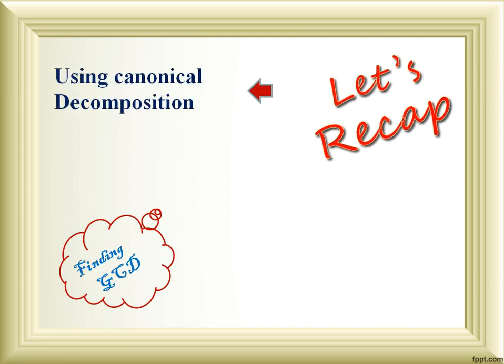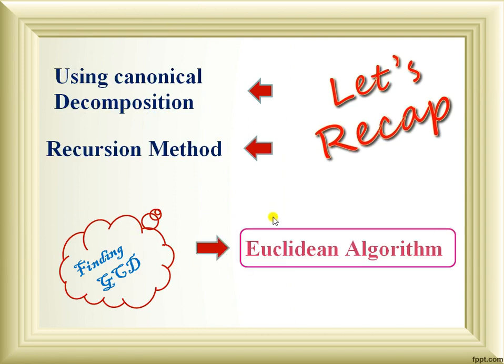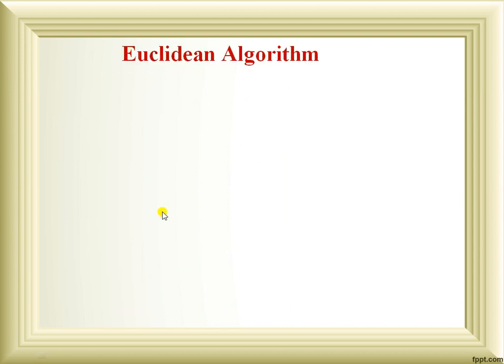In the previous lecture, we discussed using canonical decomposition for finding the GCD. Also, we discussed another method, regression, for finding GCD. In this lecture, we are going to see how to find GCD problems using the Euclidean algorithm. This is also another method of finding GCD. These are all the methods for finding the GCD in a variety of problems.